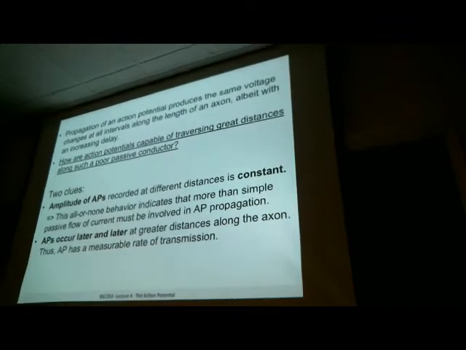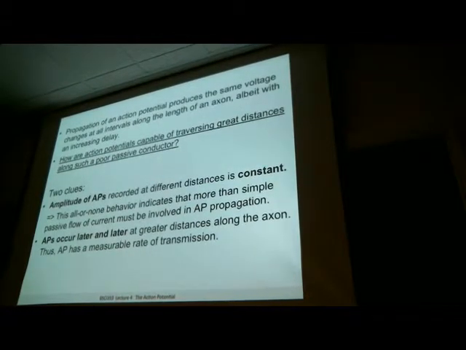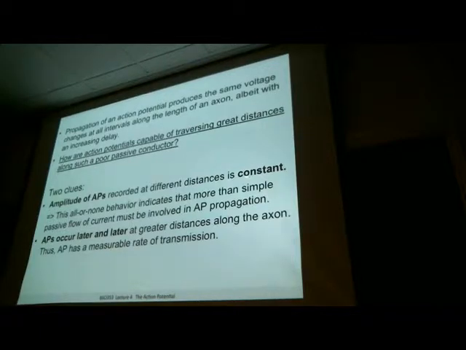Okay, so propagation. Let's talk about propagation of action potentials, because it's really a fundamentally different thing than the passive movement of membrane potential changes down the axon. So how are we able to get these action potentials? Two of the clues are that the amplitude of the action potentials is always the same, it's constant, so we have this all or none behavior. And the action potentials occur later and later as you move down, so there's a measurable rate of transmission. We call this a conduction delay.